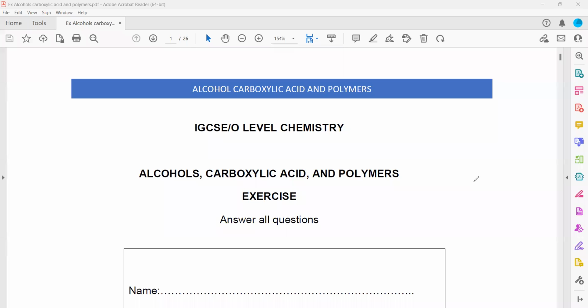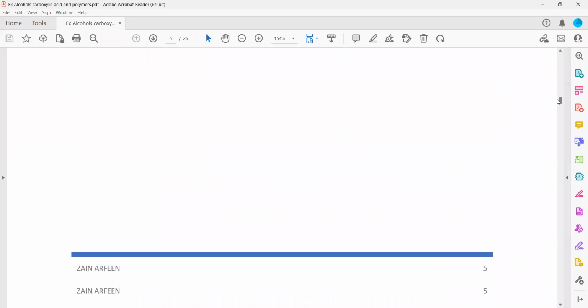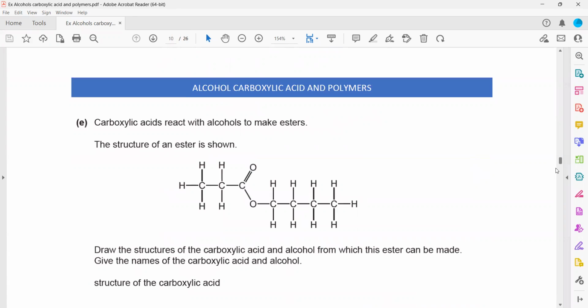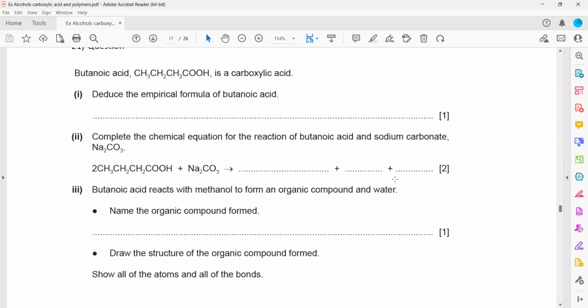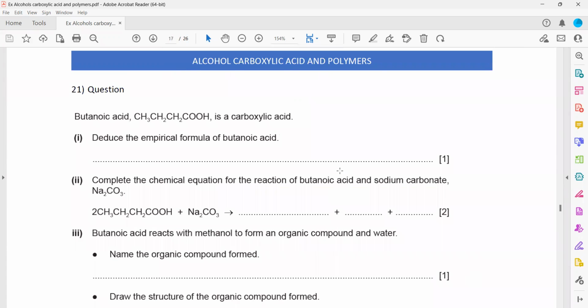So, exercise: alcohols, carboxylic acids, and polymers. We did the first 20 questions from this last week. So I will solve the remaining questions from this exercise, from question 21 onwards. You can also use your mic, the chat, or even a screen annotation to answer the questions.